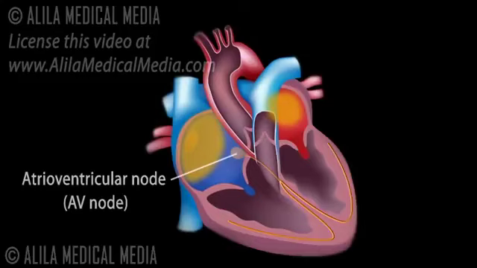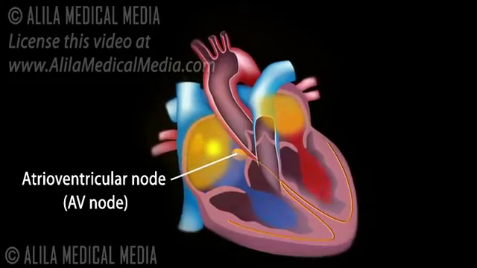The atrioventricular node, or AV node, is located on the other side of the right atrium near the AV valve. The AV node serves as the electrical gateway to the ventricles. It delays the passage of electrical impulses to the ventricles. This delay is to ensure that the atria have ejected all the blood into the ventricles before the ventricles contract.